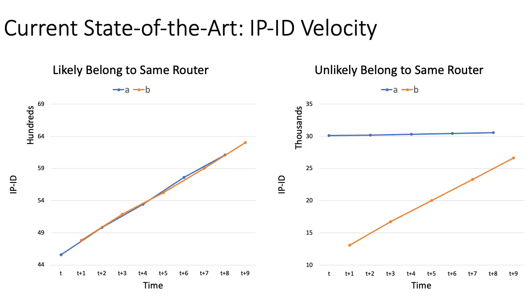And that's what I'm showing here in this handcrafted example. On the left, the IPID values for A and B increase at roughly the same rate or velocity, while on the right, they're clearly using different counters.